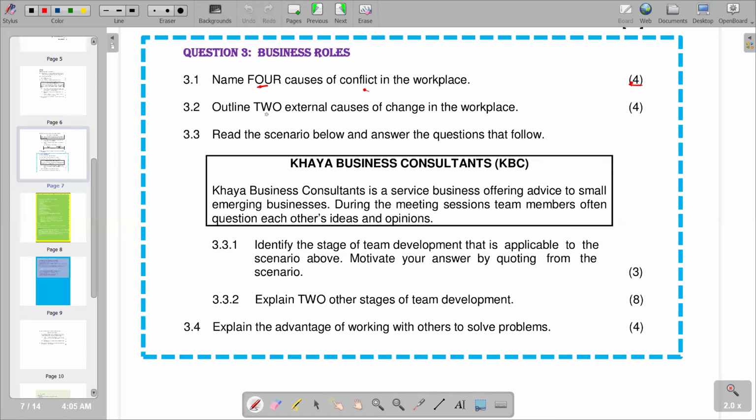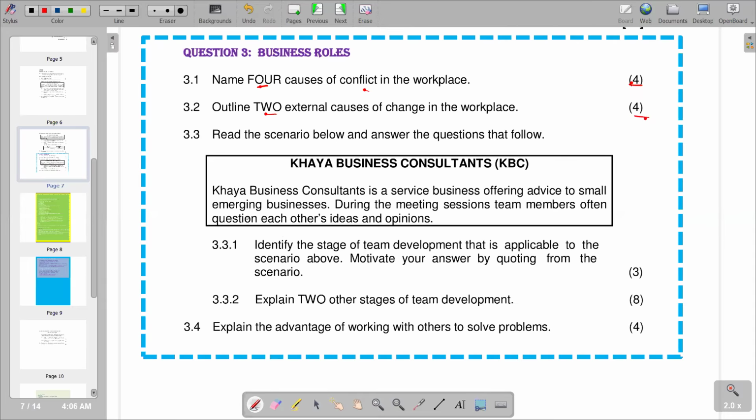But if you go back to our question, you'll see that 3.2 is only asking for 2 external factors. So we are given 3.3, which needs us to read the scenario below and answer the questions that follow. So we are going to go through the scenario that we have in the answer. The scenario that we are given is for Kaya Business Consultants, in brackets KBC, and it reads: Kaya Business Consultants is a service business offering advice to small emerging businesses. During the meeting sessions, team members often question each other's ideas and opinions.